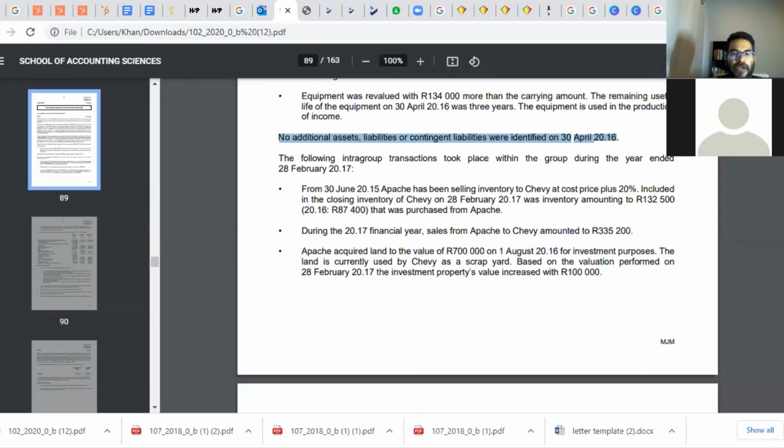So point number 1, from 30th June 2015, APAC has been selling inventory to Chevy at cost price plus 20%. Included in the closing inventory of Chevy on 28 February 2017 was inventory amounting to 132,500 rand. In 2016, 87,400 was purchased from APAC.